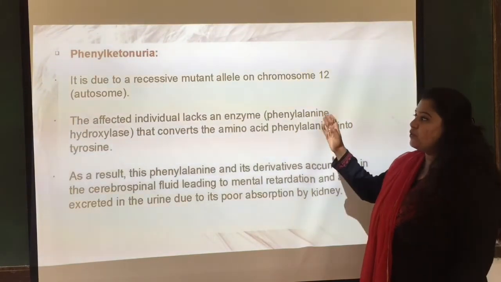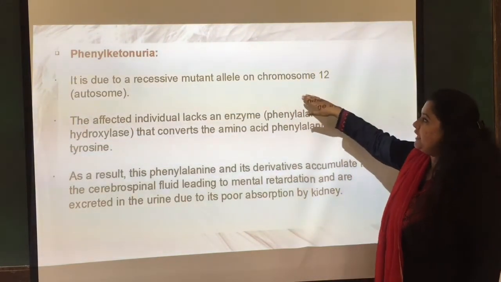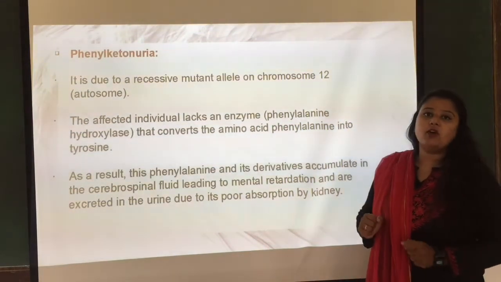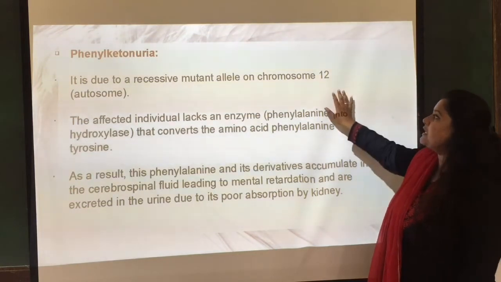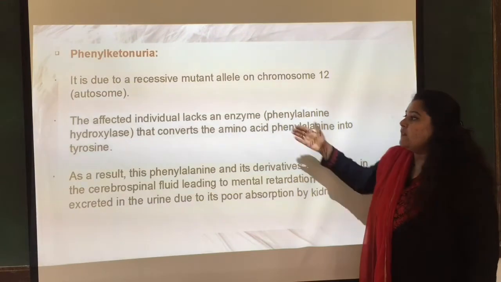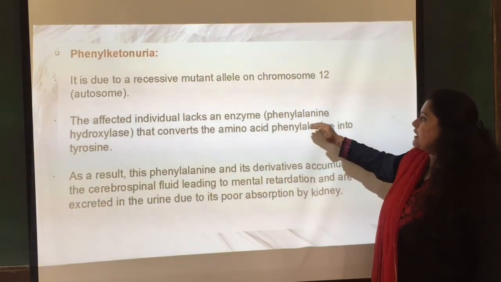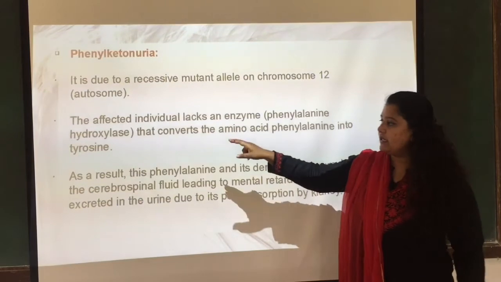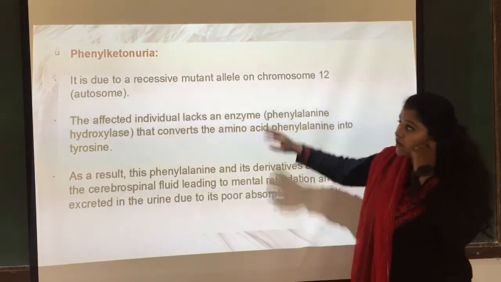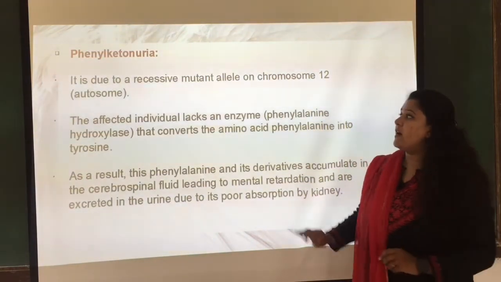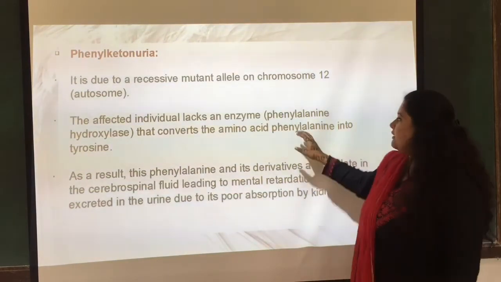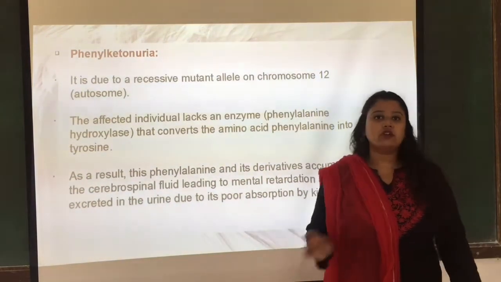Next is phenylketonuria. It is due to a recessive mutant allele on chromosome 12, right? So the previous one was taking place on autosome 11. This is taking place on chromosome number 12, and they are also coming under the autosomes, right? The affected individual lacks an enzyme, that is phenylalanine hydroxylase, that converts the amino acid phenylalanine into tyrosine. The person affected by phenylketonuria lacks the enzyme known as phenylalanine hydroxylase, right?